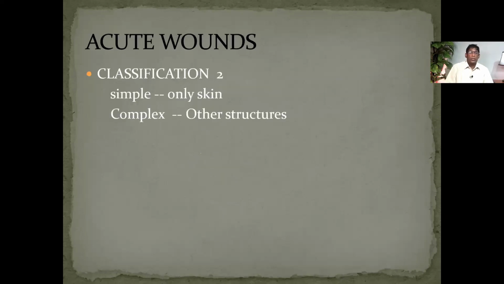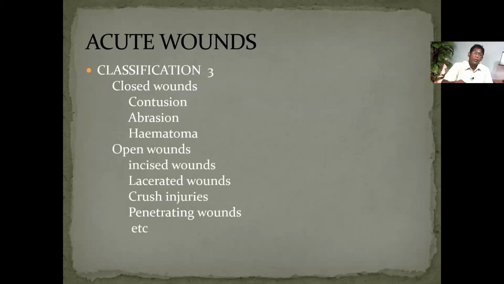There's another classification which divides wounds into simple, which only involve the skin, and complex, which involve other structures like tendons, nerves, soft tissues, muscles, and bones. A third classification divides them into closed wounds and open wounds. Closed wounds are contusions, abrasions, and hematomas, and open wounds are incised wounds, lacerations, crush injuries, and penetrating wounds.